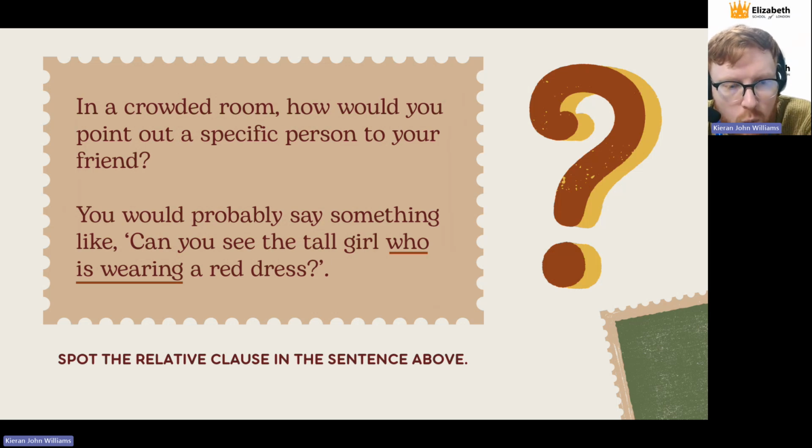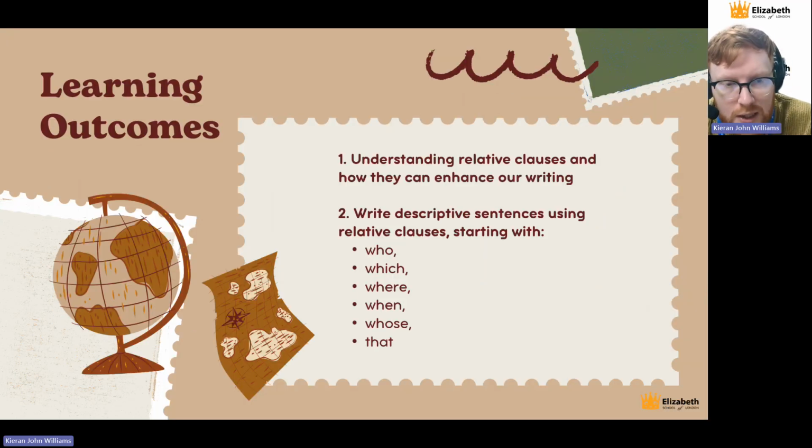So let's think about then, where is the relative clause in this sentence? Are you able to spot where it is? Well, you'll find out that it is the part that begins with who, the person who, the place where, the time when, the reason why. So, can you see the tall girl who is wearing the red dress? The "who is" part is the relative clause. That's what we're going to have a look at today: those relative clauses that add information to a sentence.